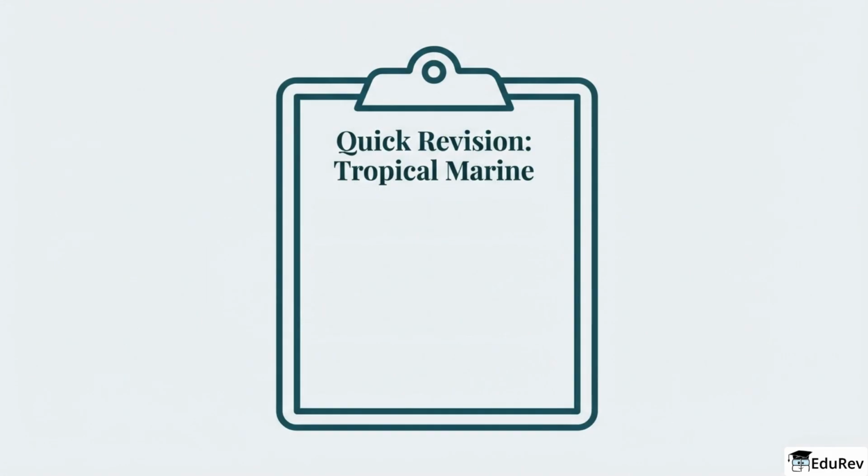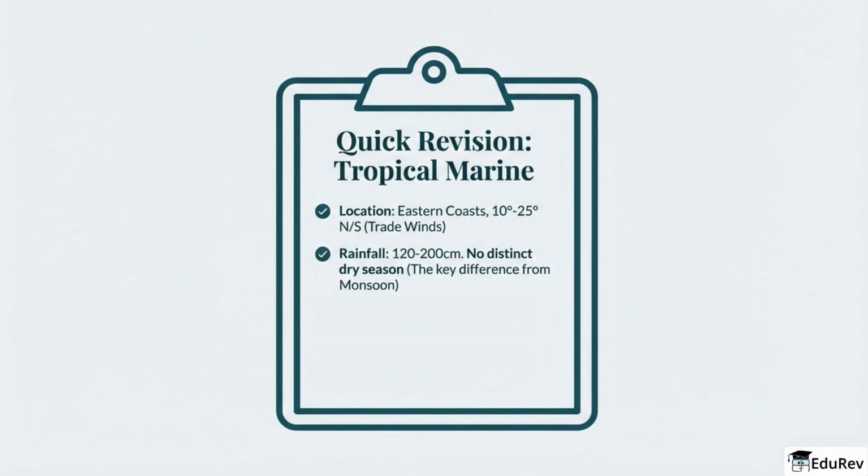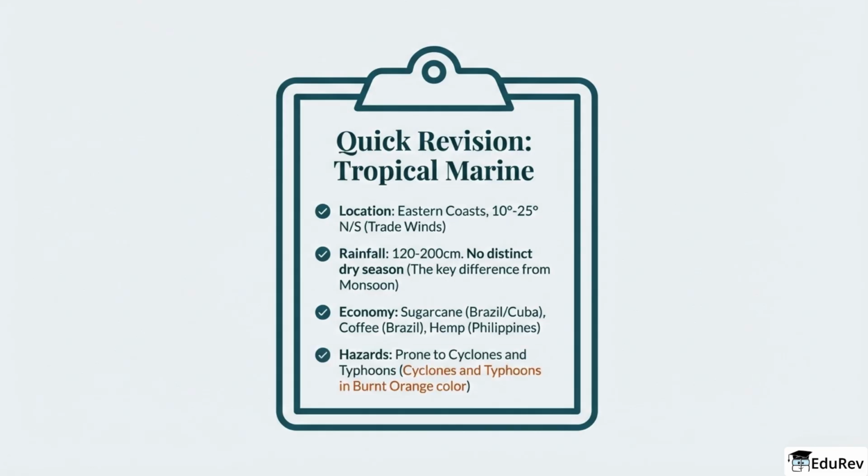Now lock the revision in one clean frame. Location: eastern coasts between 10 degrees and 25 degrees north and south, under trade wind influence. Rainfall: around 120 to 200 centimeters with no distinct dry season, and that is the key difference from monsoon. Economy: sugarcane in Brazil and Cuba, coffee in Brazil, hemp in the Philippines. Hazards: prone to cyclones and typhoons.